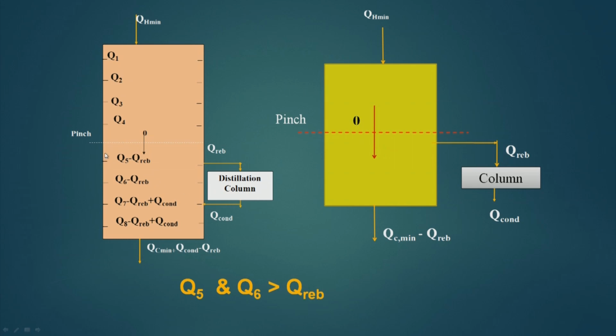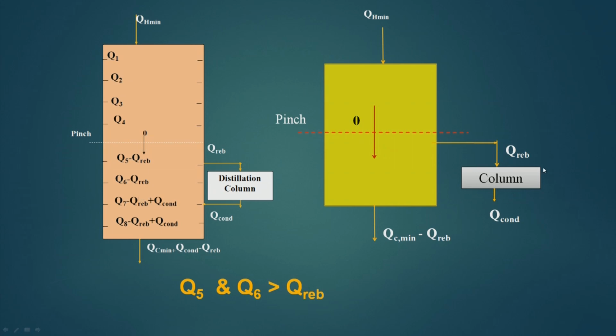Now, for these two conditions, this should not be negative, that means Q5 and Q6 should be individually greater than Q reboiler. So, my condition is this for the integration below the pinch. That means the energy flow should not be negative in any case.